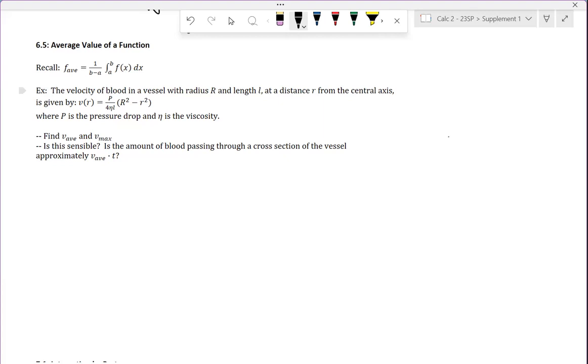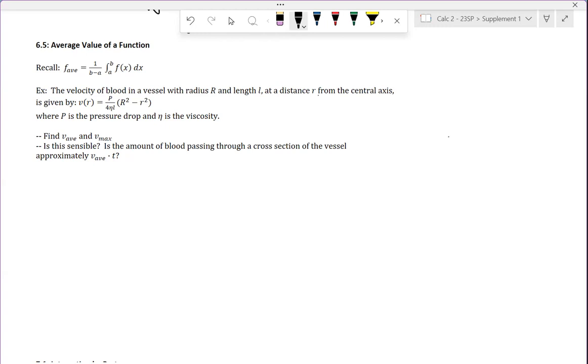Okay, so we have an example here, the velocity of blood in a vessel with radius big R, length L, at a distance little r from the central axis is given by V of r equals P over 4 eta L, big R squared minus little r squared. P is the pressure drop, eta is the viscosity, length is L, radius of the vessel is big R.